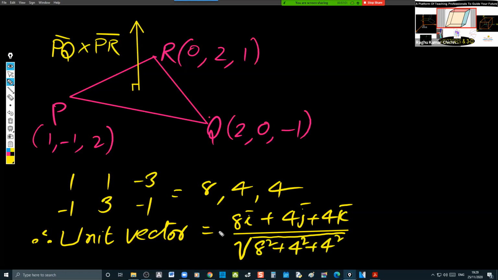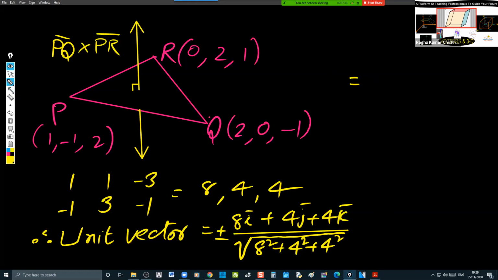Plus or minus. Why plus or minus? One above and one more below. Downward direction is negative, upward direction is positive. Then what happens? It is 64 plus 32. How much is it? 64 plus 32, 96. Root 96. Then it will be plus or minus.